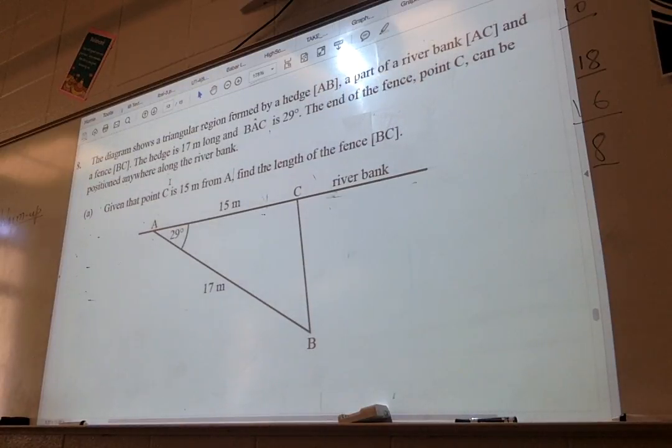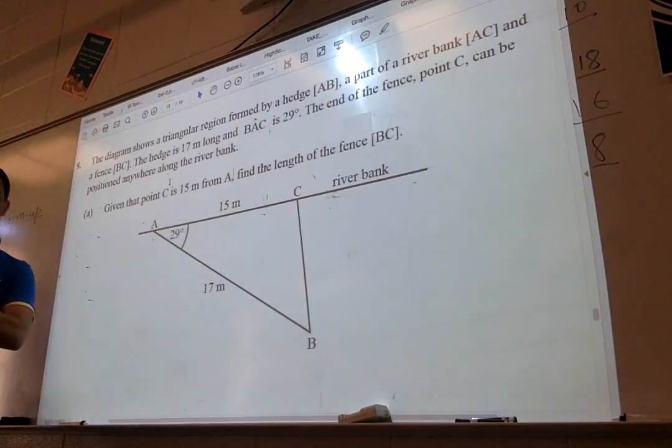So the diagram shows a triangular region formed by the hedge AB, a part of the river bank AC, and a fence BC. The hedge is 17 meters long and angle BAC is 29 degrees. The end of the fence, point C, can be positioned anywhere along the river bank. Given that point C is 15 meters from A, find the length of the fence BC. You can do it, right?